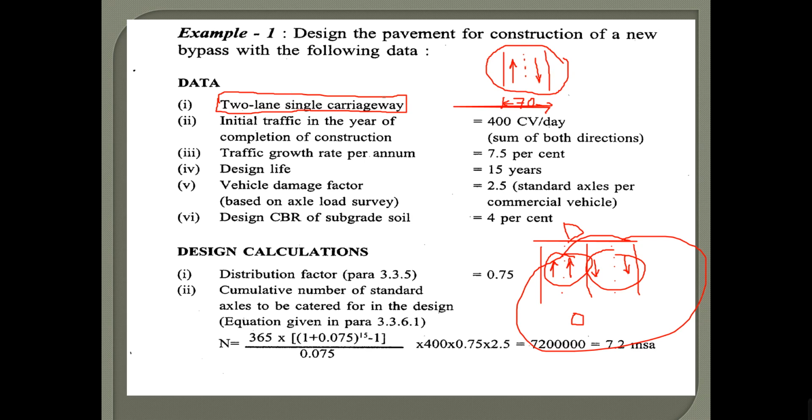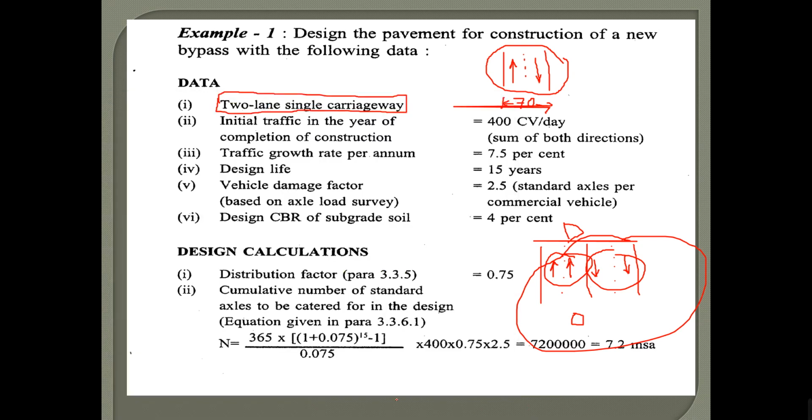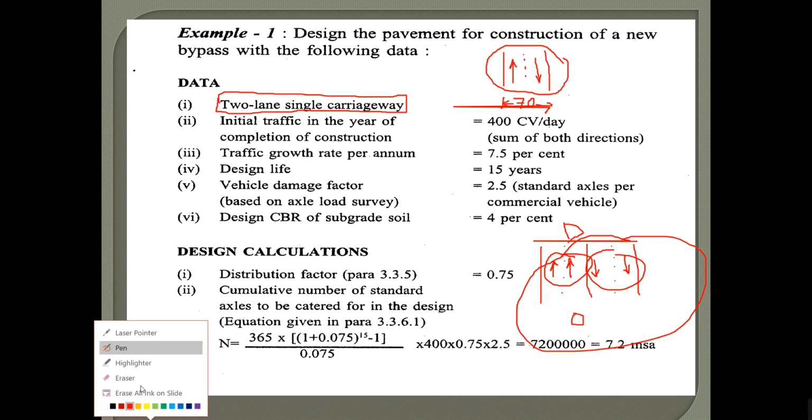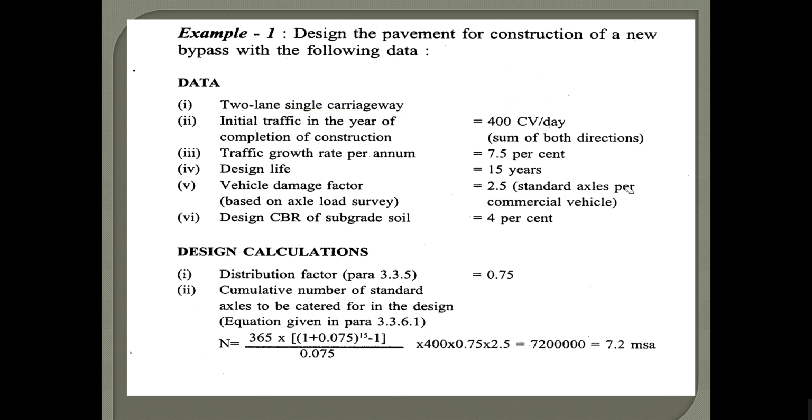Without going deep into what type of lane it is, we will solve this problem. We have only 5 minutes. The classification of the road is very important. What type of road you are trying to build is also very important, because based on the different types of pavement, the design life is going to vary. Based on the number of lanes, the distribution factors are going to vary.